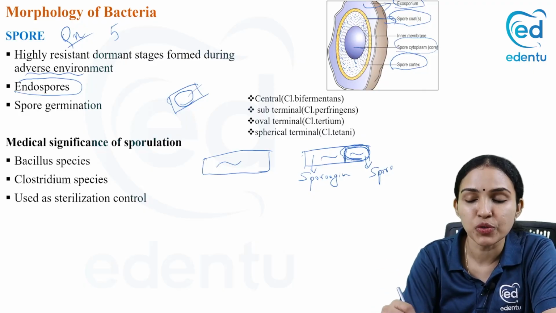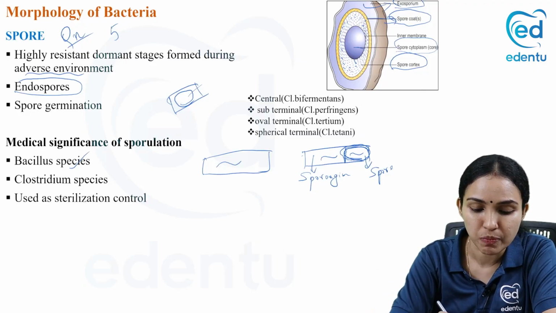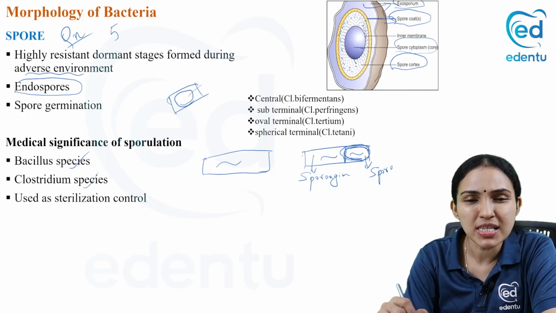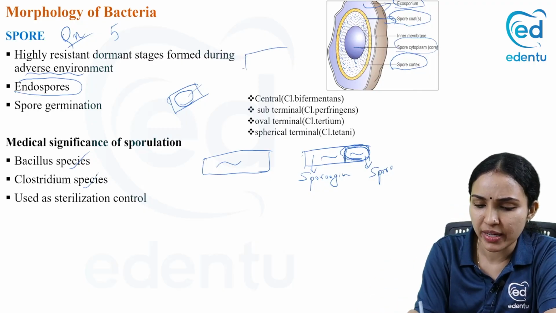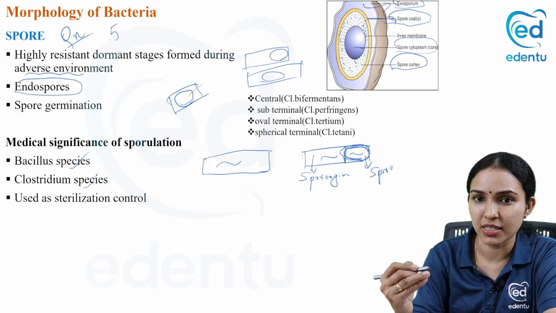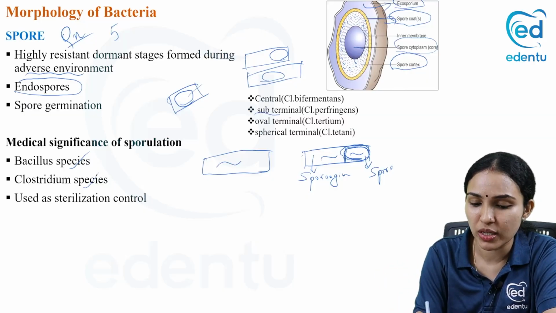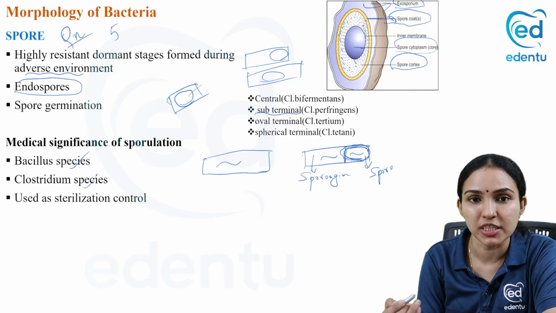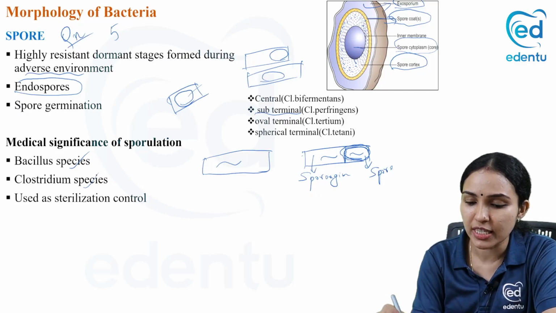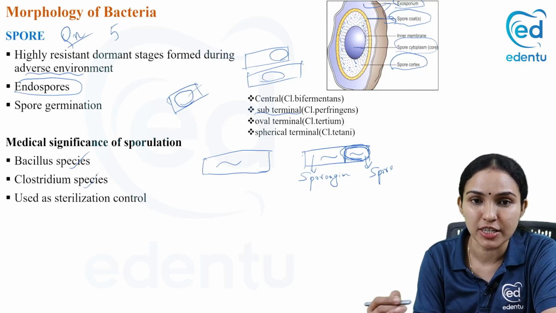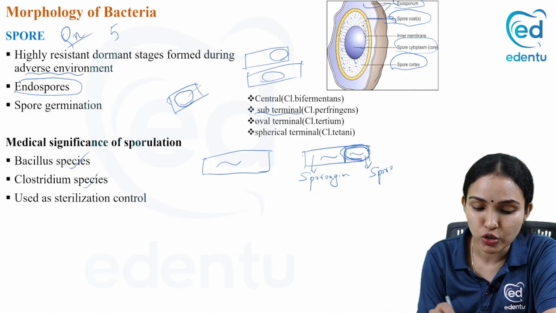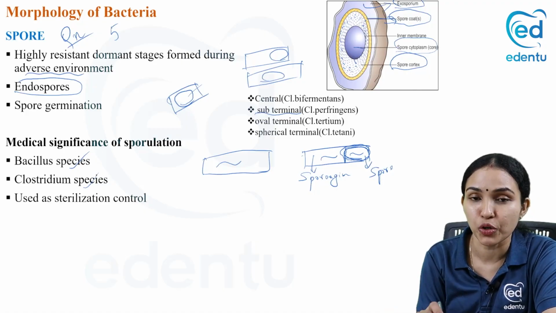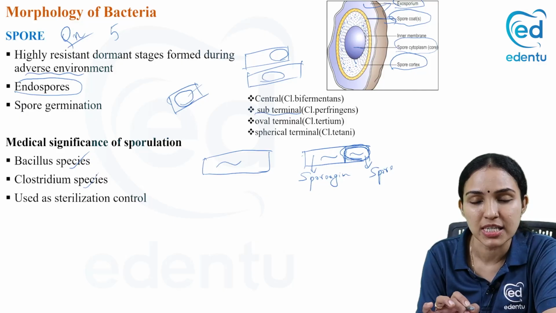And what are the bacteria which have got spore? The most important ones are Bacillus and Clostridium. Based on the location of spore, in some bacteria the spore will be at the end, in some it will be in the center, in some it will be subterminal, just near the end. So there are different types of spore: central spore, subterminal spore, spherical spore. Different Clostridium species have different arrangements of the spores. We don't have to memorize all those, but you should know the important spore forming bacteria, that is Bacillus and Clostridium.